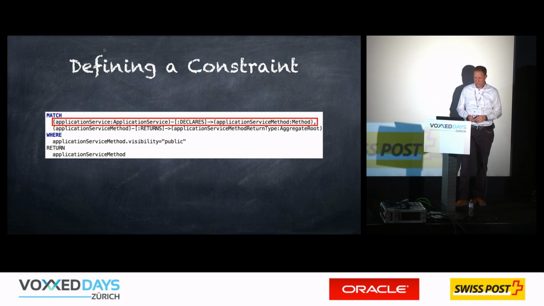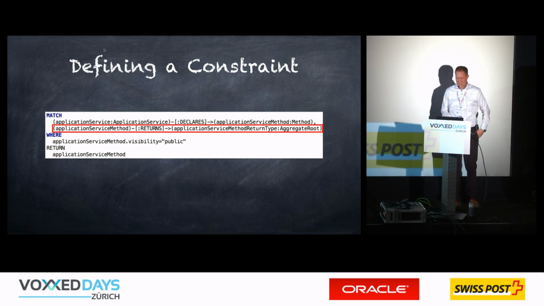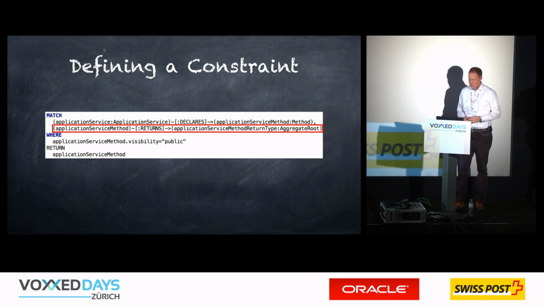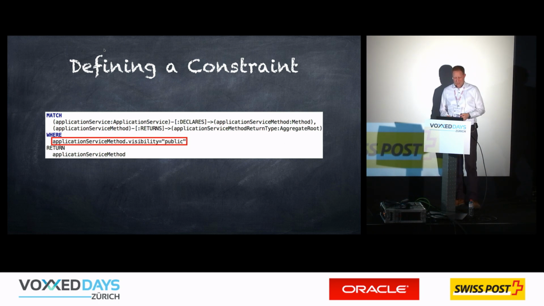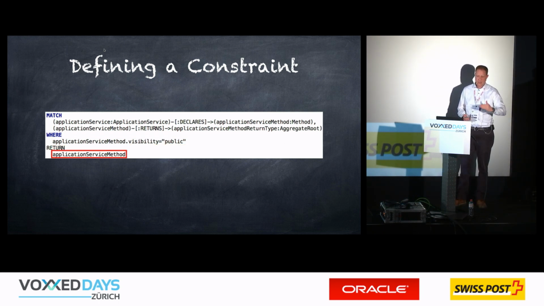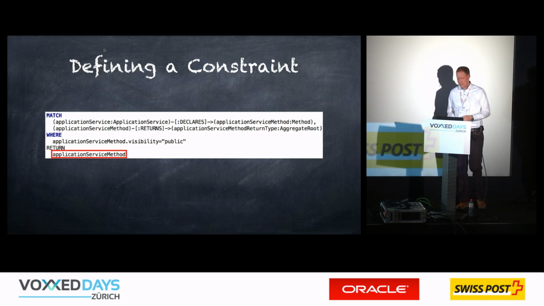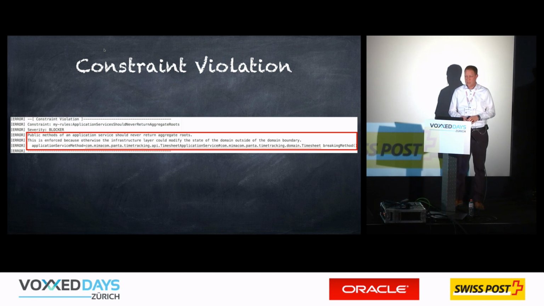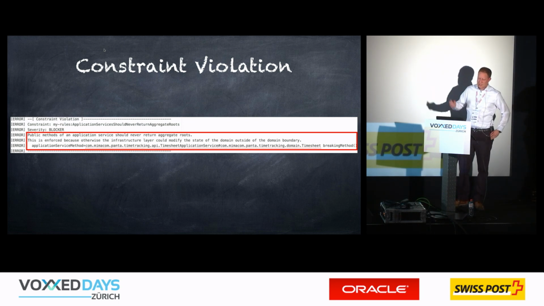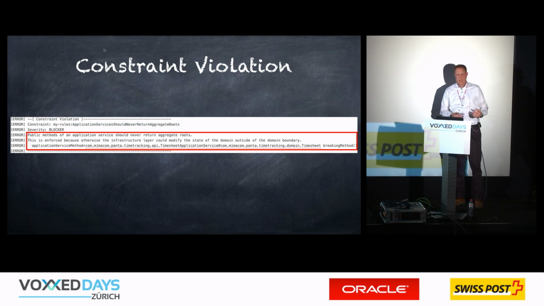And then I can define a constraint. So I say, give me all the application service. Give me all the methods of the application services that return an aggregate root. And I define another concept, what's an aggregate root. And I'm only interested in public methods. And I just return all these methods that return an aggregate root. And if one guy in my development team is returning an aggregate root in his application service, he would get an error in the build. And he would also get the text that belongs to this error. So he sees, oh, I broke something, and he can read why he broke it and why it's necessary to enforce that.